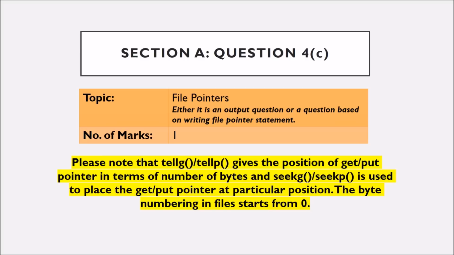Question number 4, part C, is of 1 mark and is based on file pointers. Either it is an output question or a question based on writing file pointer statements. Please note that tellg() and tellp() give the position of get or put pointers in terms of number of bytes, and seekg() and seekp() are used to place the get or put pointer at a particular position. The byte numbering in the file always starts from 0.